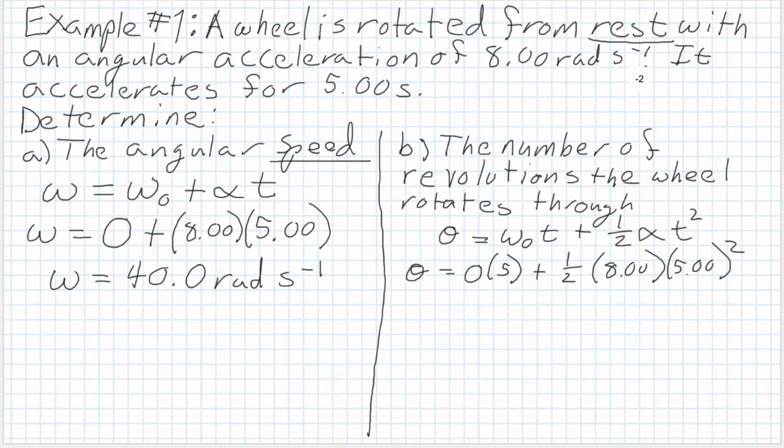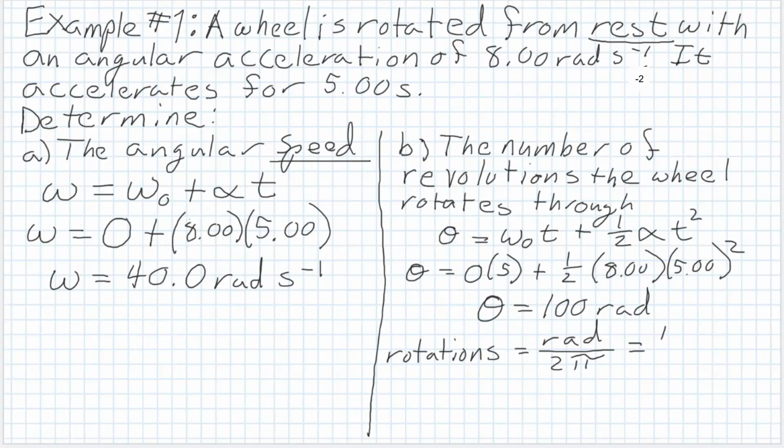Now that my substitution's done, all I have to do is solve for my angular displacement, and I find 100 radians is how much the angular displacement is over that 5-second period. But this question's asking us the number of rotations, so we need to convert radians into rotations. The way to do this is to take radians divided by 2 pi, because there's 2 pi radians in one full rotation. So 100 radians divided by 2 pi gives me 15.9 revolutions, or rotations. That's the end of the video.